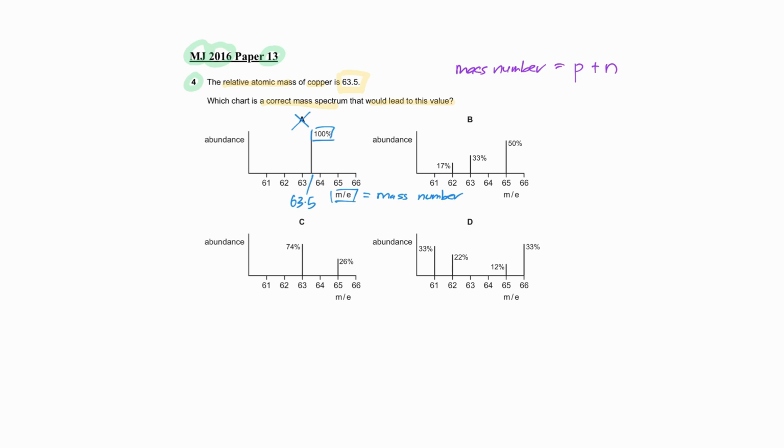So let's go to B. So what can we get? The relative atomic mass of copper. We should make use of this equation to get the average mass. So we should get the sum of the mass of isotopes multiplied by percentage abundance, over the total percentage abundance. Normally the total percentage abundance will be 100. So let's try for B.